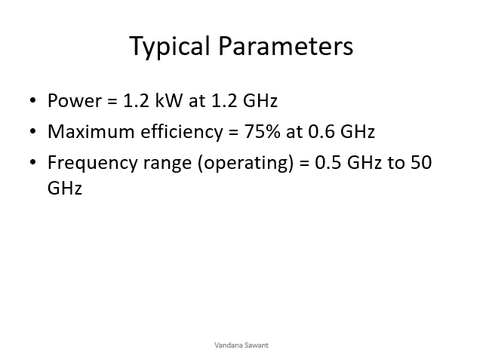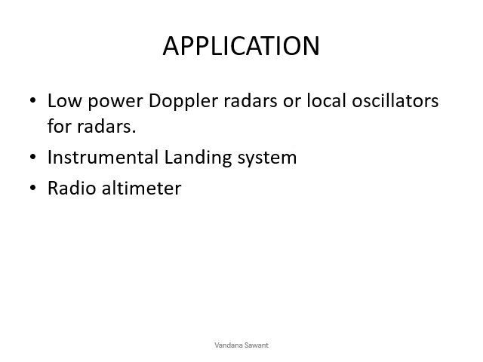The typical parameters are: power generated is between 1.2 kilowatt to kilowatt at 1.2 gigahertz. The maximum efficiency is 75% at 0.6 gigahertz. The operating frequency range is between 0.5 gigahertz to 50 gigahertz. You can see that it can operate at higher frequency ranges with a small power, and it is a very compact device also.